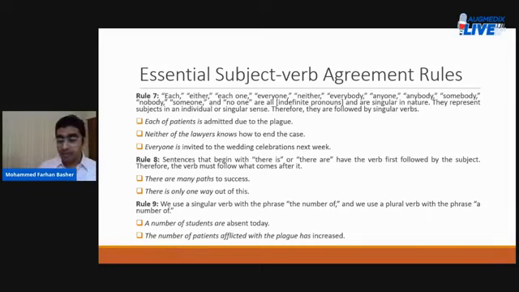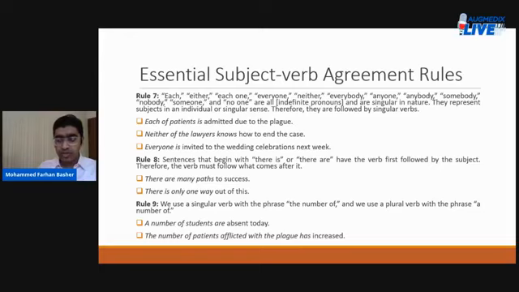However, if we go with the phrase the number of, then the verb that we make follow has to be singular in number. So, a number of students are absent today. The number of patients afflicted with the plague has increased, instead of have increased. All right, a number of students are absent today, or the number of students absent today is quite high. The number of patients afflicted with the plague has increased.